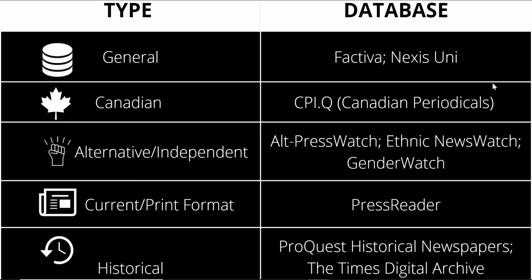Finally, there are a number of databases to choose from if you're looking for historical news coverage. ProQuest Historical Newspapers contains full text and full image articles for newspapers like the Globe and Mail and the New York Times dating back to the 19th century. You can choose to search all of these archives at once or one newspaper's archive at a time. Beyond this, there are other options for single archives like the Times Digital Archive.